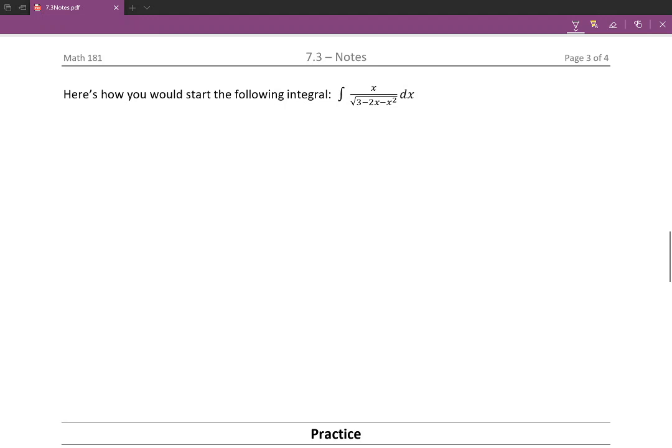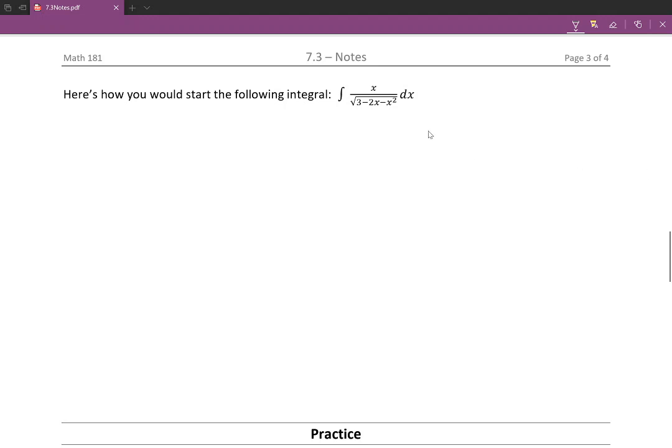So if you see the integral of x over the square root of 3 minus 2x minus x squared dx, you might wonder how you can go about starting that integral. Again, u substitution doesn't really work, so one technique for handling these radicals is a trig substitution. Let's go ahead and give that a try.